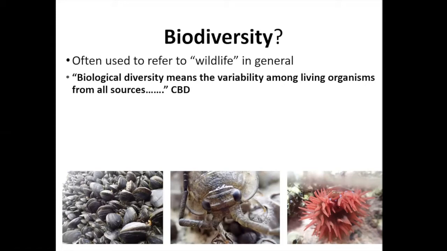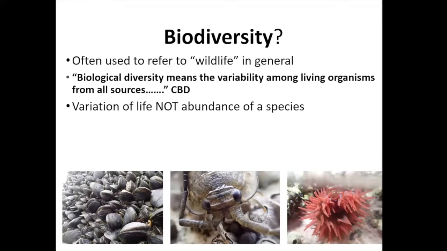The Convention on Biological Diversity has defined it this way. Biological diversity means variability among living organisms from all sources. So quite often people look at it as being the number of species in a place, but it can be much more complicated than that. You can look at things like genetic diversity, and there's other sorts of diversity that I'll mention in a minute.